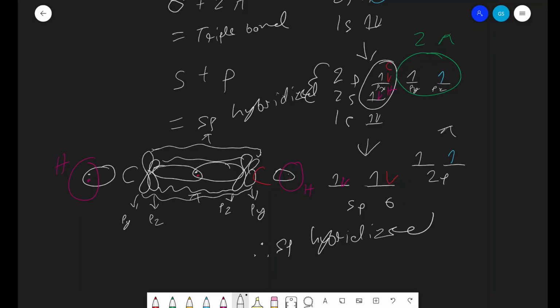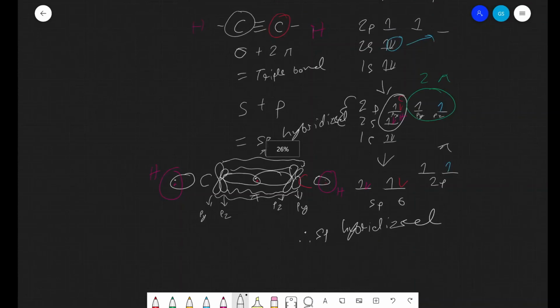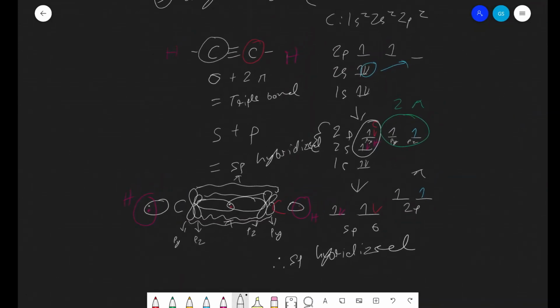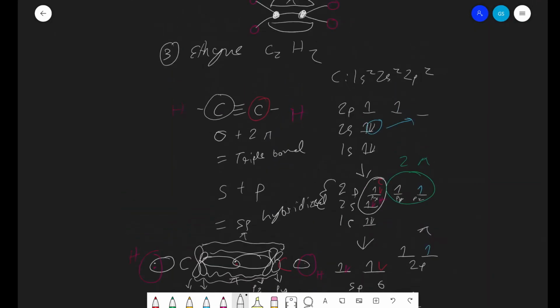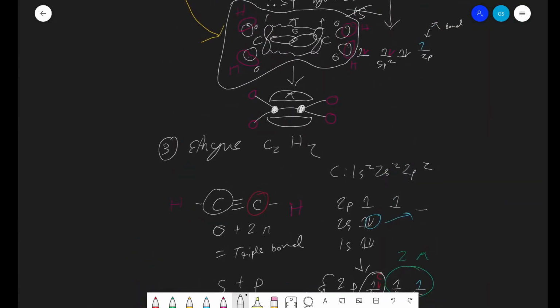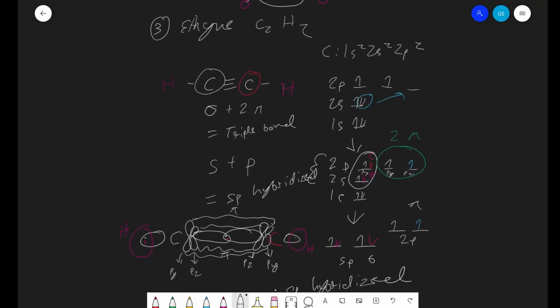So those were the three examples I wanted to go with today. The next video, we'll go through 3 more examples. It'll explain why we can have incomplete octets and expanded octets. That'll probably make a little bit more sense than this stuff, hopefully. But if there's one main takeaway you need to have, it is that sigma bonds are single bonds, pi bonds are double and triple. And hybridization is all about moving electrons so that we can make the bonds happen.